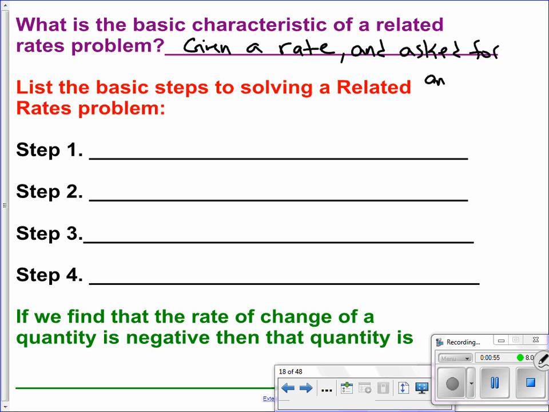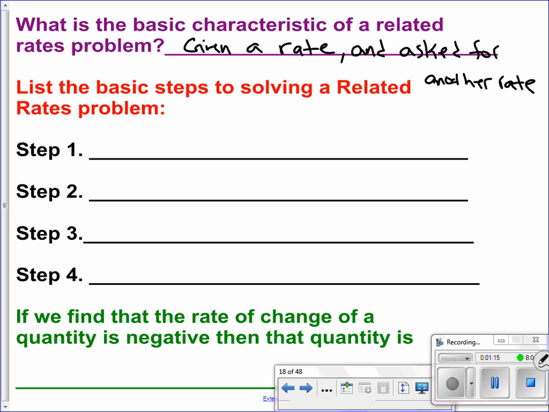So you're given one rate, which is a derivative, and you're asked for another rate. That's how you know you have a related rates problem. So then you've got to know what to do if you have a related rates problem. You say, okay, I know it's a related rates problem. What's the first thing you should do?